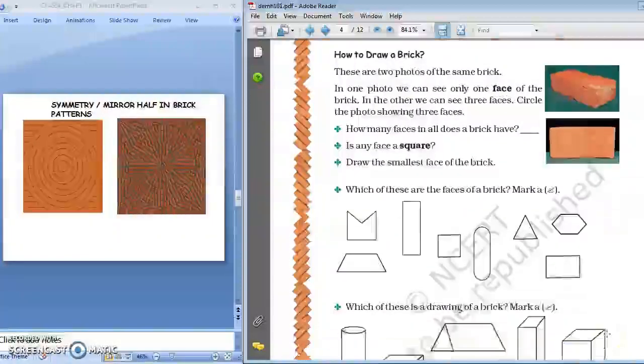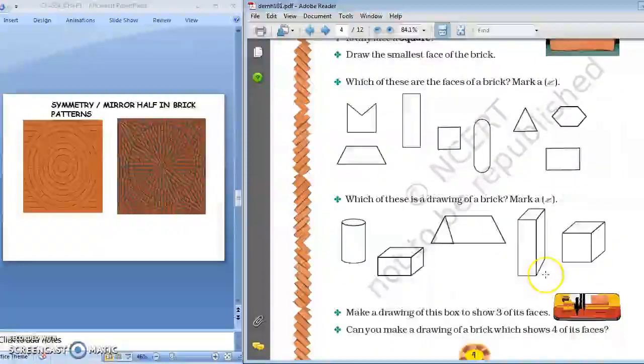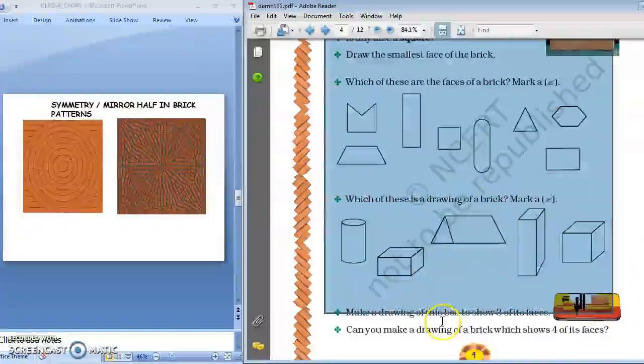Let us go to the next question. Which of these is a drawing of a brick? So, is this? It is a cylinder, so it is not a brick. This kind of becomes a cuboid. This is the shape of a prism. This is the shape of a cuboid. So, cuboid, yes, a brick is also in the shape of a cuboid. And what about this? It looks like a Rubik's cube. I hope you have played with a Rubik's cube at some point of time. So, this is our correct answer.